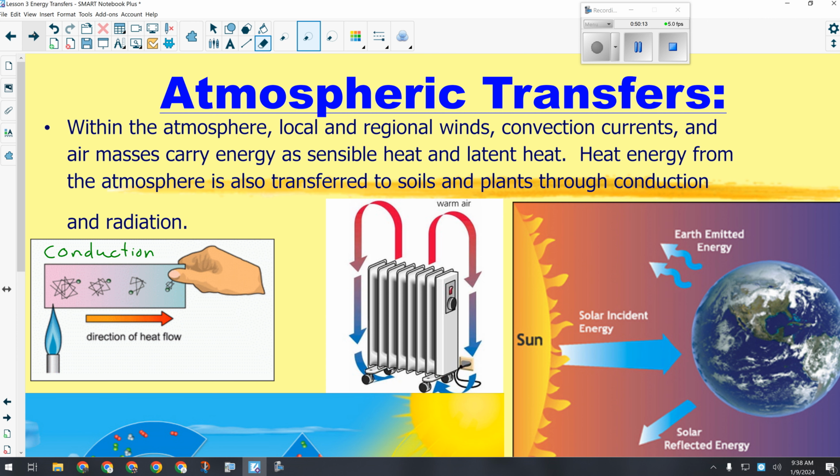Now what happens is the particles in the iron bar that are exposed to the flame gain energy and they start to move faster. And when they move faster, they run into each other and they transfer that energy to other particles and they get moving faster. And eventually they hit other particles. It's almost like a domino effect that transfers energy along the solid object simply by having particles run into each other. That's conduction.